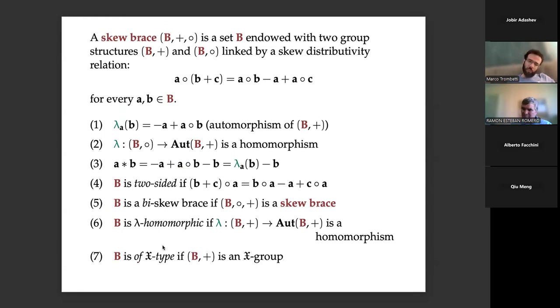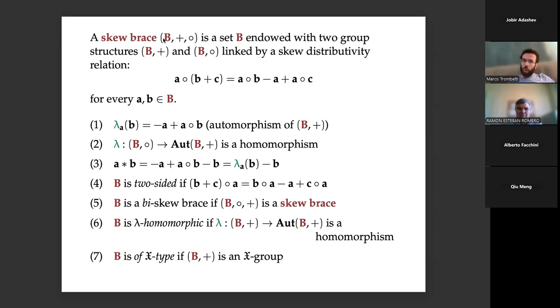And maybe there is something more. Yes. Well, this is something which is also very common. If I say that the skew brace is of X type, where X is a property, for example abelianity, it just means that the additive group has that property. So if I speak of a skew brace of abelian type, I'm just saying that the additive group is abelian. So a brace in the Rump terminology is just a skew brace of abelian type. Okay, so far so good.